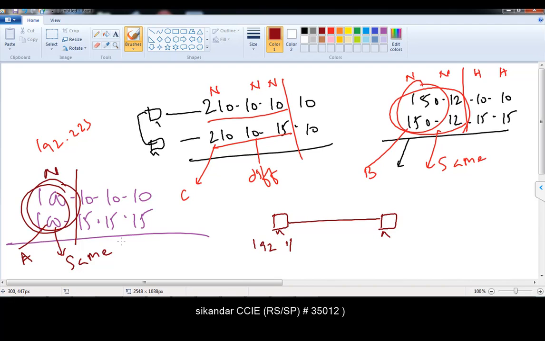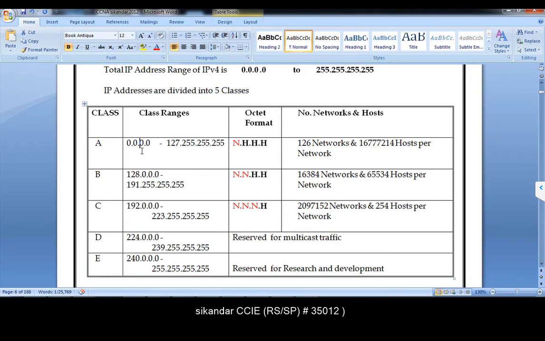So by default they can communicate. So the first thing we need to have a very good understanding on, we should be able to differentiate the class, which class that IP address belongs to. It is A class, B class, C class. And the second thing we need to understand, remember the different portions we have.